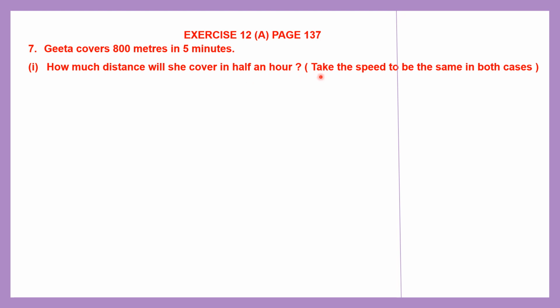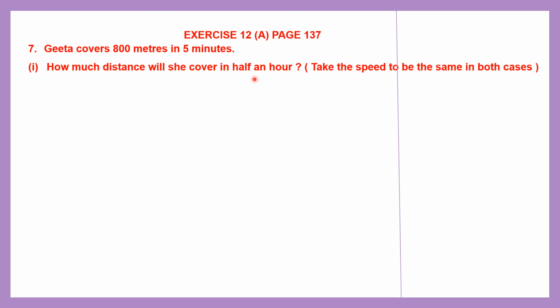And make note of this. Take the speed to be the same in both cases. That is question 1 and 2. Now here, we are talking about the distance Gita has covered in 5 minutes. And here, the question is, how much will she cover in half an hour? So this is a unitary method sum.